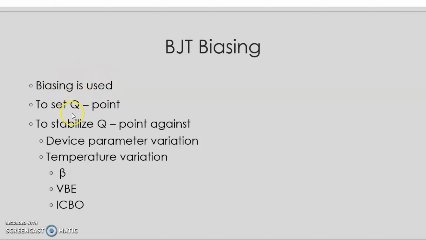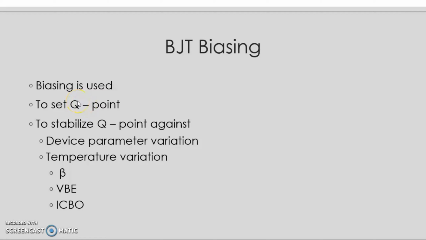When you bias the transistor, the VCE and IC values we need to set are called the Q point, the quiescent point. The Q point can be set in the saturation region, active region, or cutoff region depending upon the application where you want to use the transistor. Our main application is the amplifier, so we set the Q point in the active region.